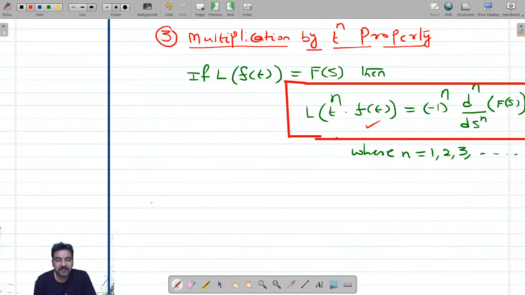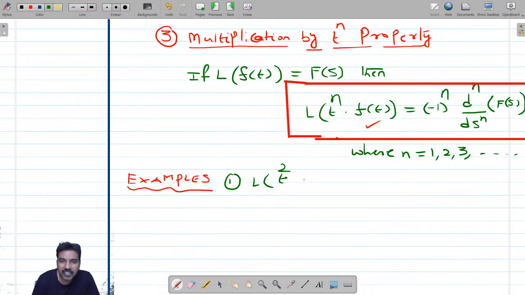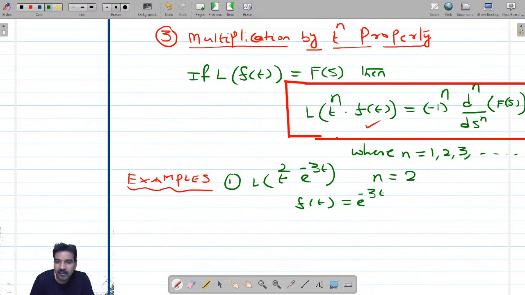Now look at this. In this case, let us have some examples. So let us start with the Laplace of t square into e power minus 3t. So this is very similar to Laplace of t power n into f of t. Here you can take n value 2. So here you can take f of t equal to e power minus 3t. To get the Laplace of this entire expression, I am supposed to find Laplace of e power minus 3t. That is sufficient for me. So what is the Laplace transform of e power minus 3t? 1 divided by s plus 3. But this is the Laplace of e power minus 3t only. But I want Laplace of t square into e power minus 3t.